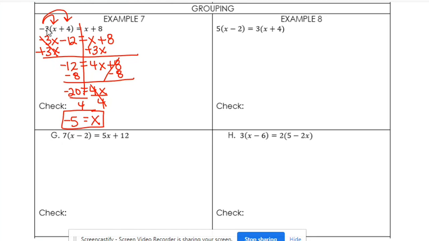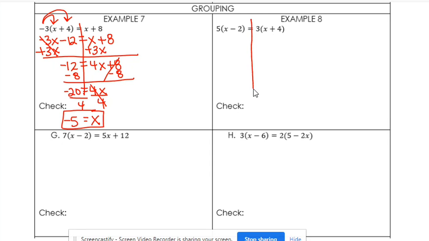When you're checking this, you're going to use the parentheses on your calculator and plug in a negative 5 on the left side. So you'd have negative 3, open parentheses, negative 5 plus 4, close parentheses, and then hit the equal sign. Write down that answer on the left, and on the right, you just do negative 5 plus 8. And then you see if they both equal the same, and they should both equal 3.